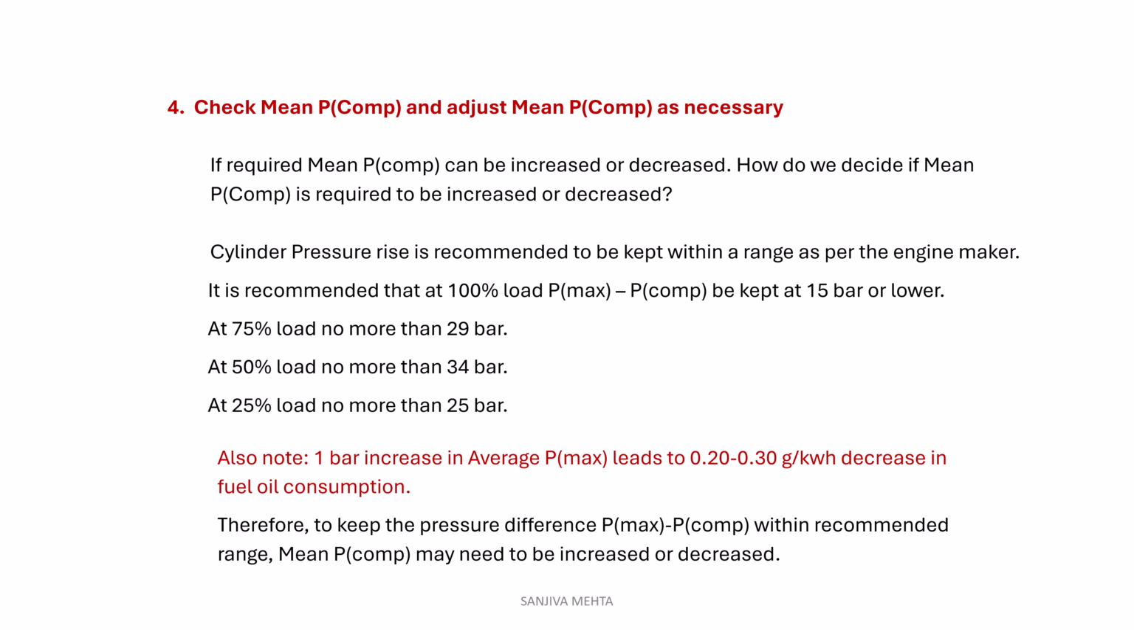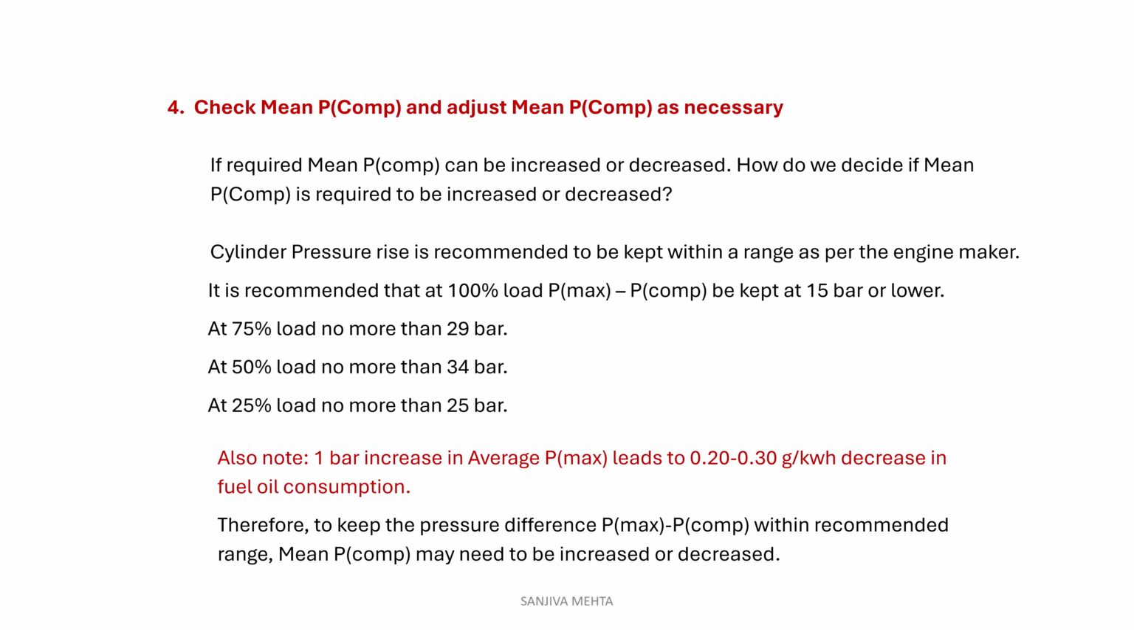But also note down that 1 bar increase in average Pmax leads to 0.2 to 0.3 gram per kilowatt hour decrease in fuel consumption. Specific fuel consumption reduces. So it's in your interest to use as high a peak pressure as possible, to keep the difference within the permissible limit of 15 or 29 or 34 or 25. But what do you do? Increase the PCOM. That is the advantage of increasing the PCOM here. All right, understood? Any questions?